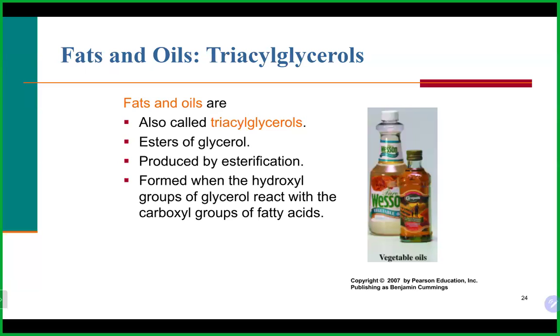Fats and oils, we're going to talk about now, are also called triacylglycerols or TAG sometimes. They are esters of glycerol and are produced just like we just talked about in the esterification reaction. So we're going to take out water and basically squeeze them together. They're formed when the hydroxyl group on glycerol basically reacts with the carboxyl group of our fatty acids.